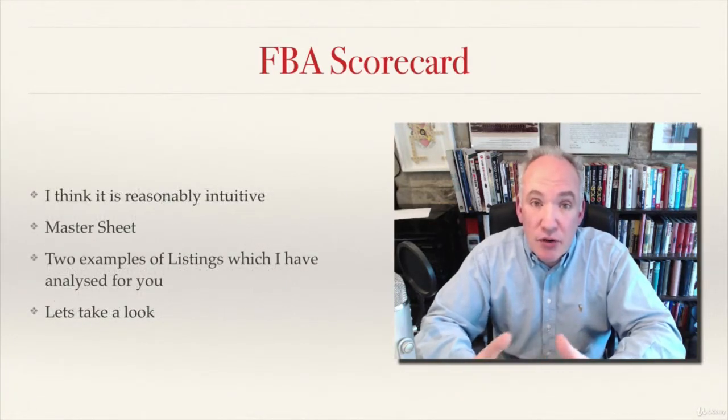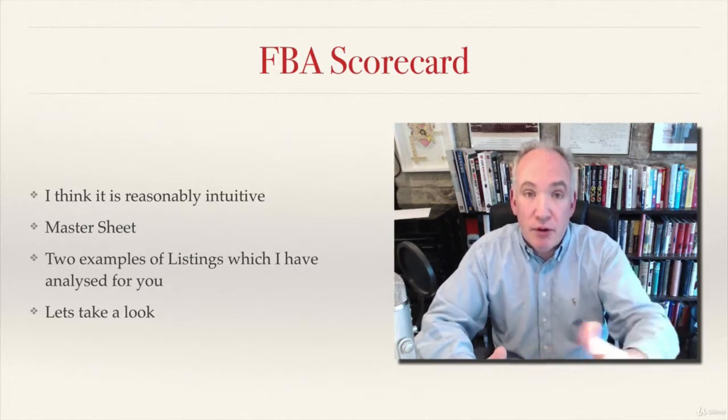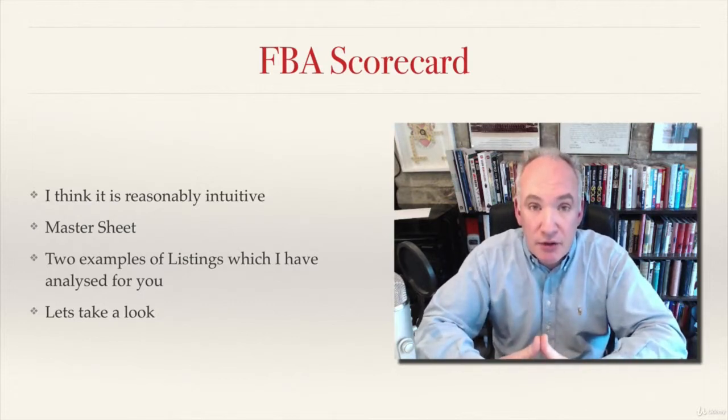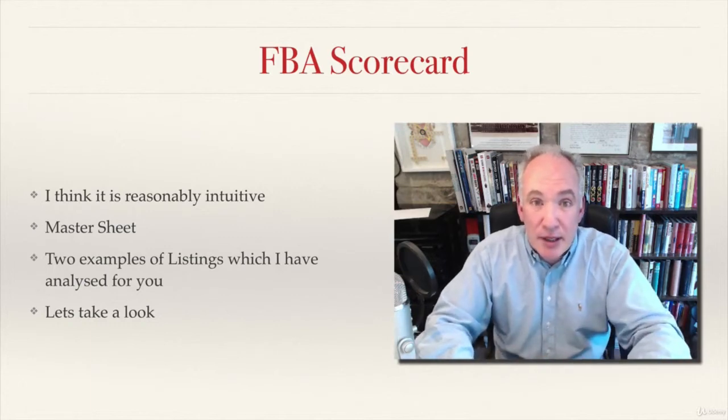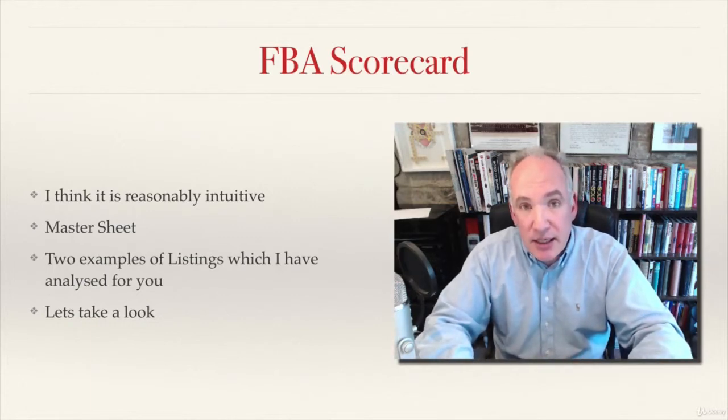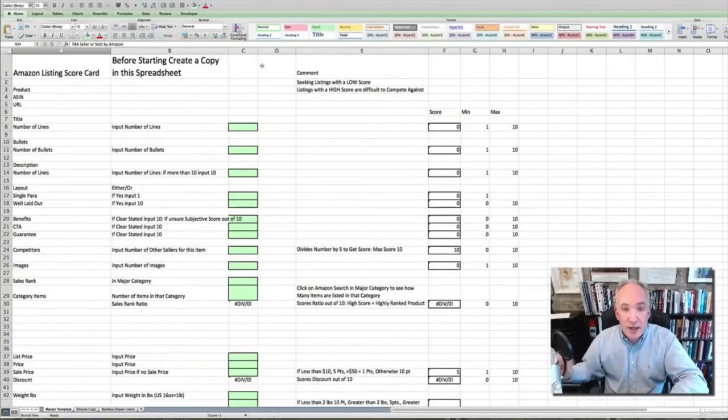Now, I'm going to show you the spreadsheet. I think it's reasonably intuitive, and it comprises a master spreadsheet which you can copy and do your own evaluations on. I've also given you two worked examples so you can see exactly how it works. But let's go over now and take a look at it. So here we are in the FBA scorecard, in the master template. Before you do anything, if you want to do your own evaluation, you need to make a copy of this sheet inside the spreadsheet and then do your working on the copy.